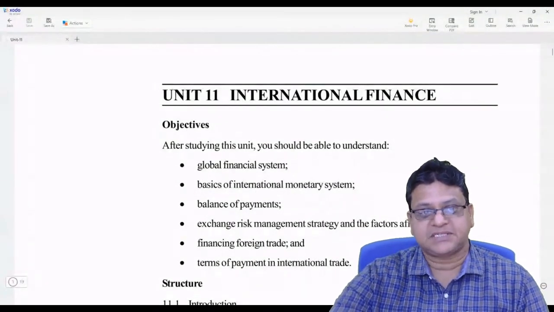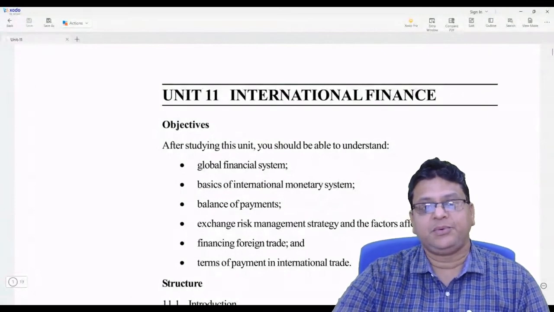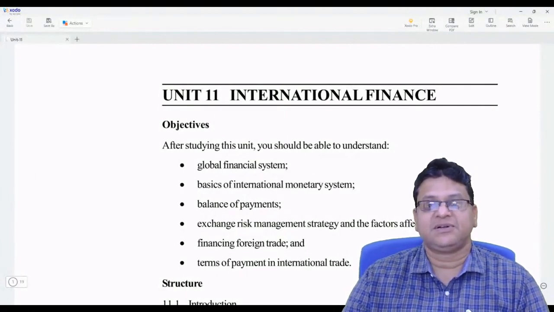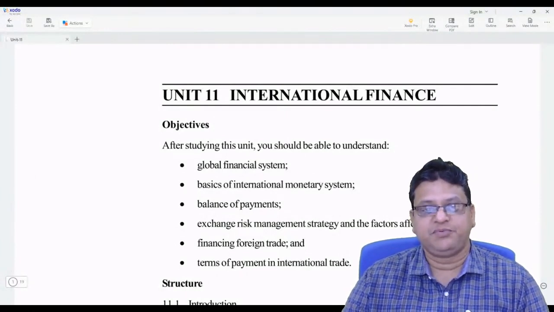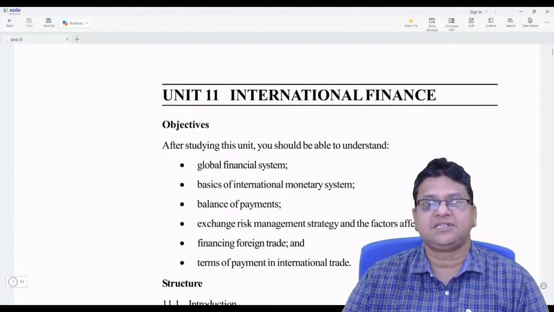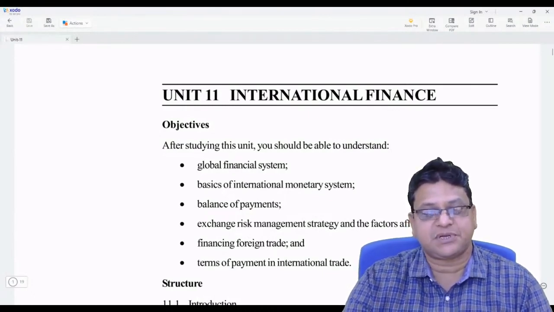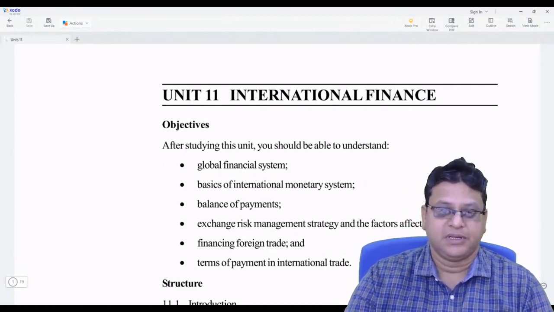Good afternoon, friends. Today we will discuss Unit 11 of International Business, that is International Finance. Before discussing International Finance, let me first tell you what the objectives of my class today are.